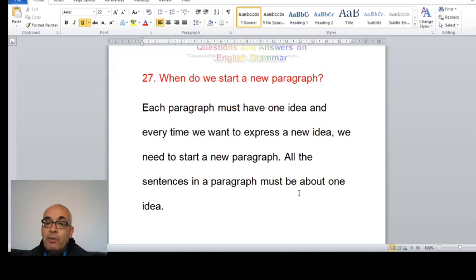Number 27. When do we start a new paragraph? Each paragraph must have one idea only, and every time we want to express a new idea, we need to start a new paragraph. All the sentences in a paragraph must be about one idea. Again, as I explained in previous videos, a sentence expresses a thought, but a paragraph expresses an idea. In each paragraph we have one idea. We finish the idea, we have spacing, and then we start a new paragraph with a new idea.